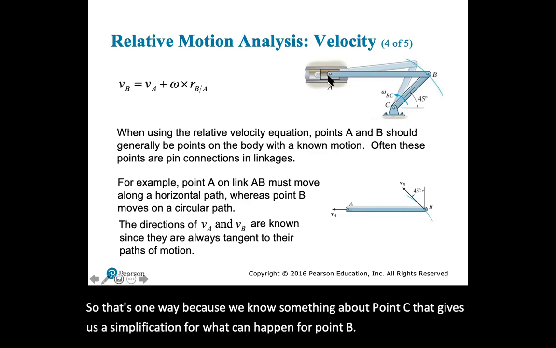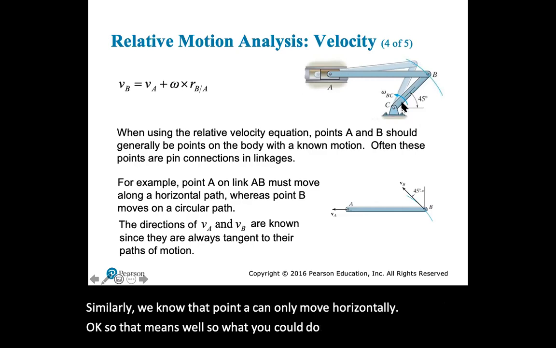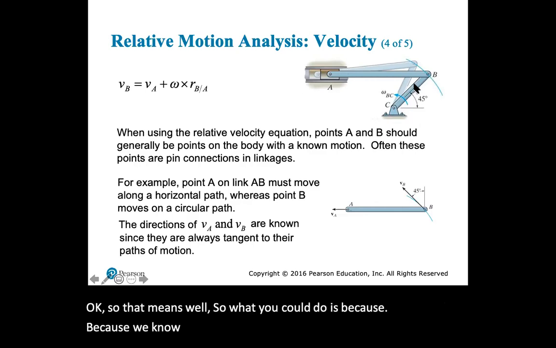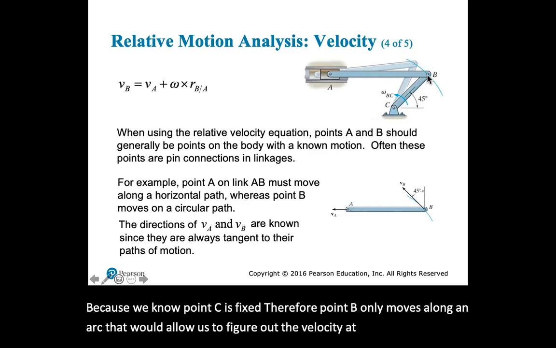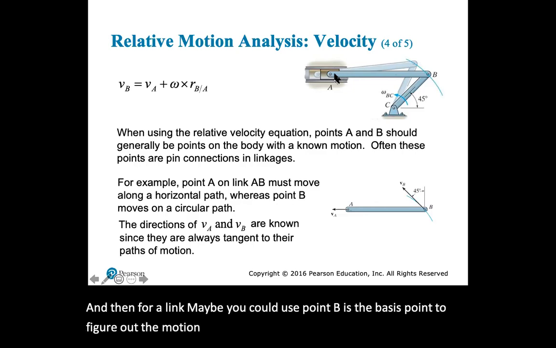Similarly, we know that point A can only move horizontally. Okay, so because we know point C is fixed, point B only moves along an arc, and that would allow us to figure out the velocity at point B. And then for the link AB, you could use point B as the basis point to figure out the motion of A relative to it.